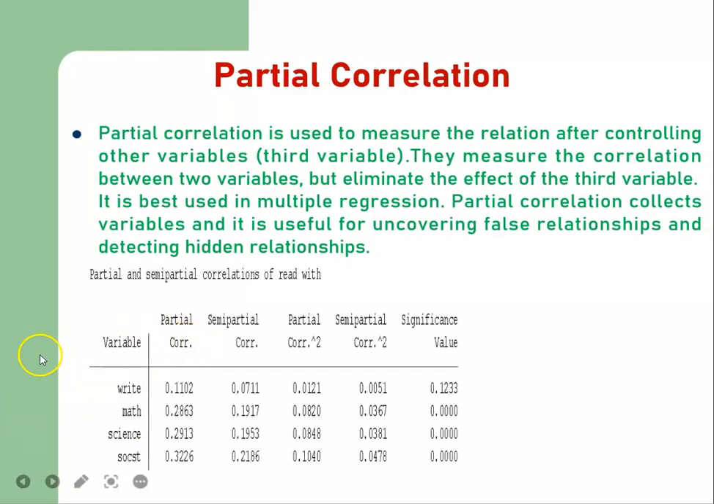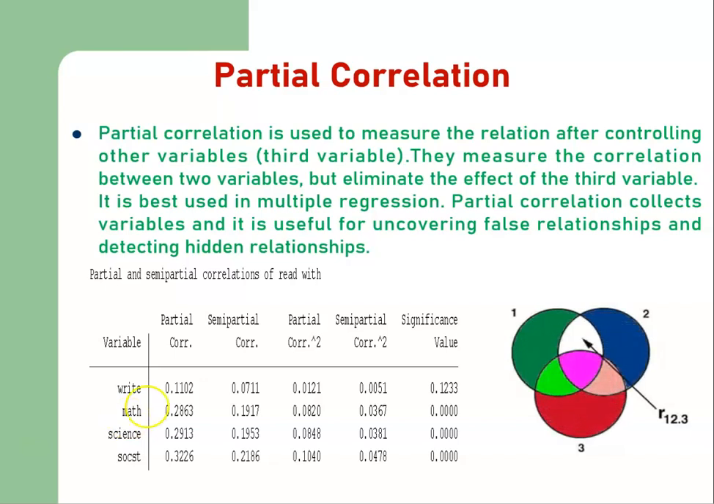And here is an example from STATA, where there are partial and semi-partial correlations of a variable reading score with writing score, mathematics, science, and others. For example, variable 1 depends upon variable 2, and we control for the third variable. Then the correlation coefficient between 1 and 2 given 3 is given by this formula, that is we are controlling for the third variable.